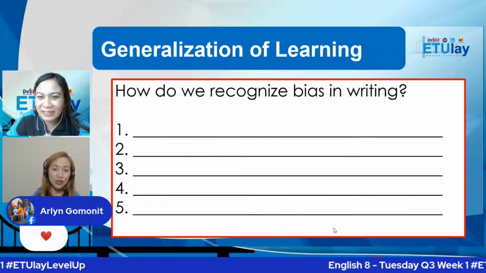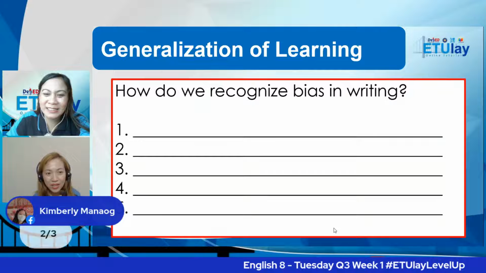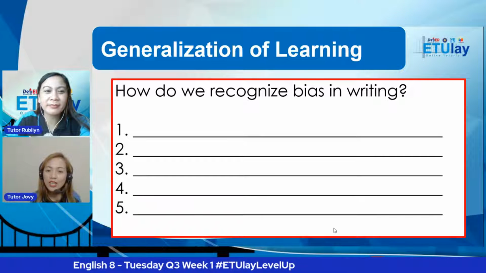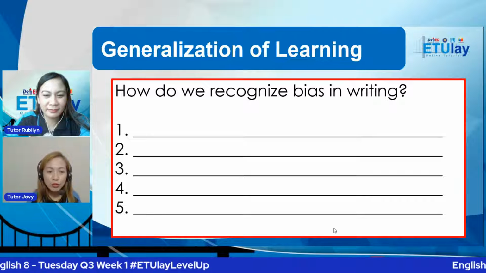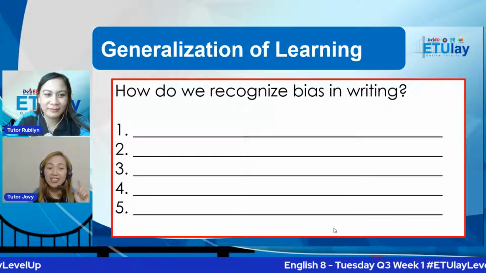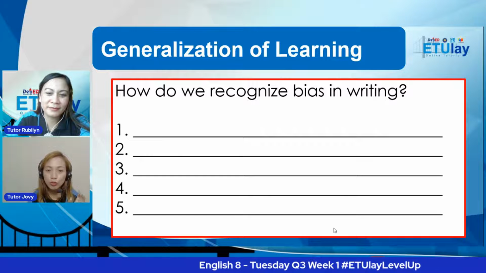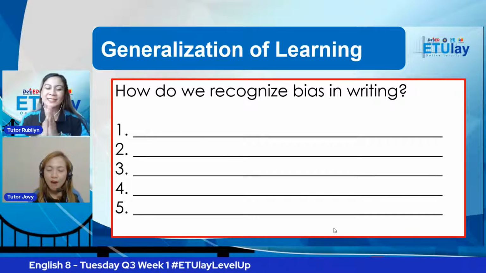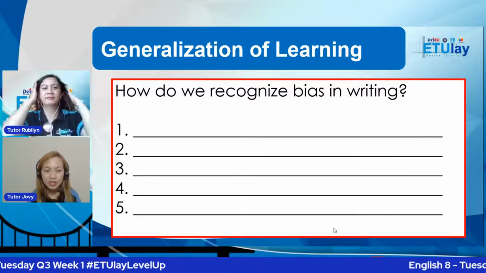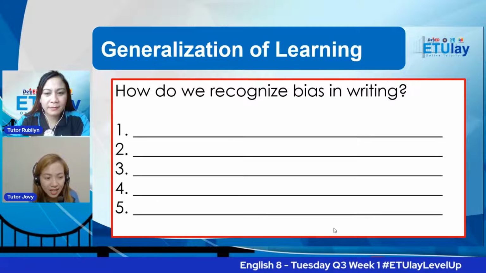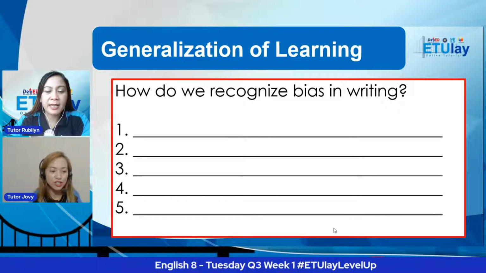Okay, cuties, this time, let's generalize. Let's have a wrap up of your learnings this afternoon. How do we recognize bias in writing? You can type your answers in the comment section. Don't forget, it's okay to interchange your answers because it doesn't have a particular order. So please type your answers now. How do we recognize bias in writing, based on our discussion a while ago?